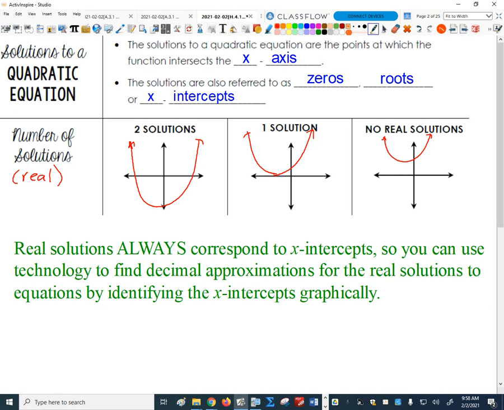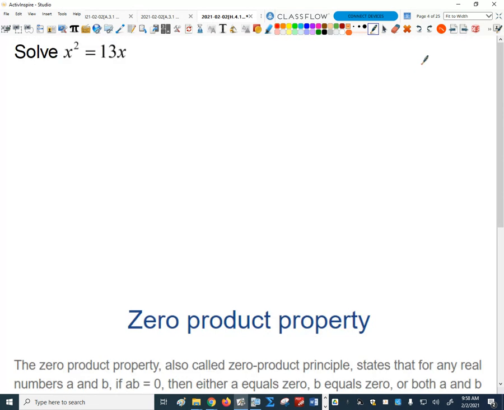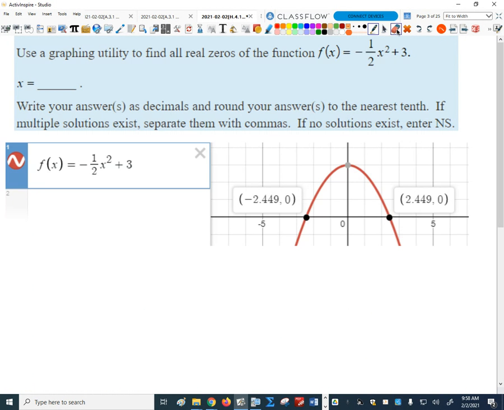So this is an example of a time when we can use technology to find decimal approximations for the real solutions by simply identifying the x-intercepts graphically. Okay, here's a quick example. I don't want to take time to actually do this right now. We'll have plenty of opportunities later. But here's a little example, right? Like if we had this function f of x equals negative 1/2 x squared plus 3, right? And we want to find the zeros of this function.